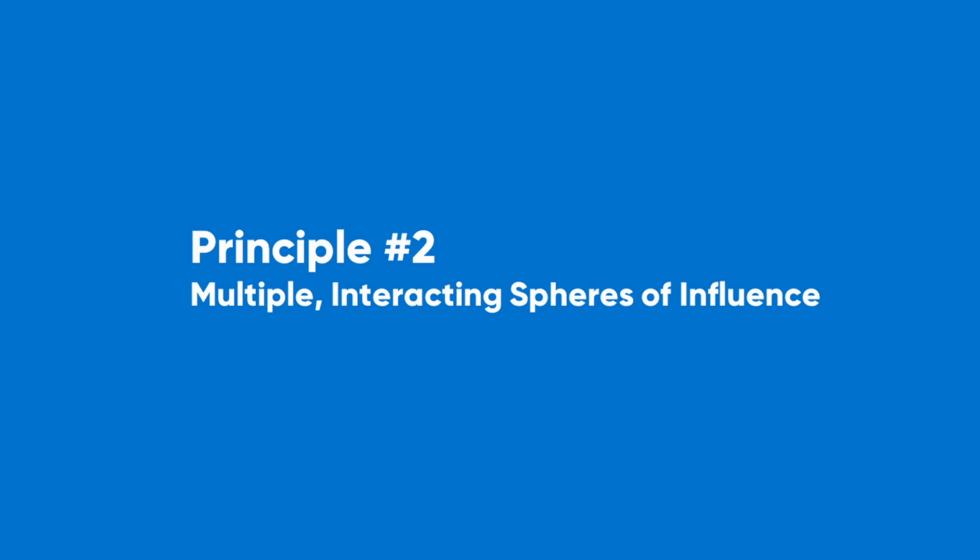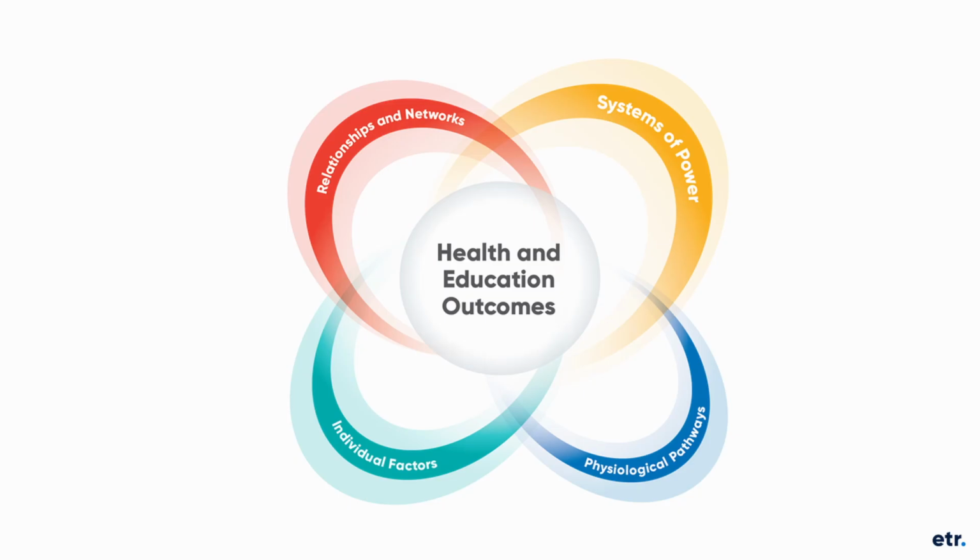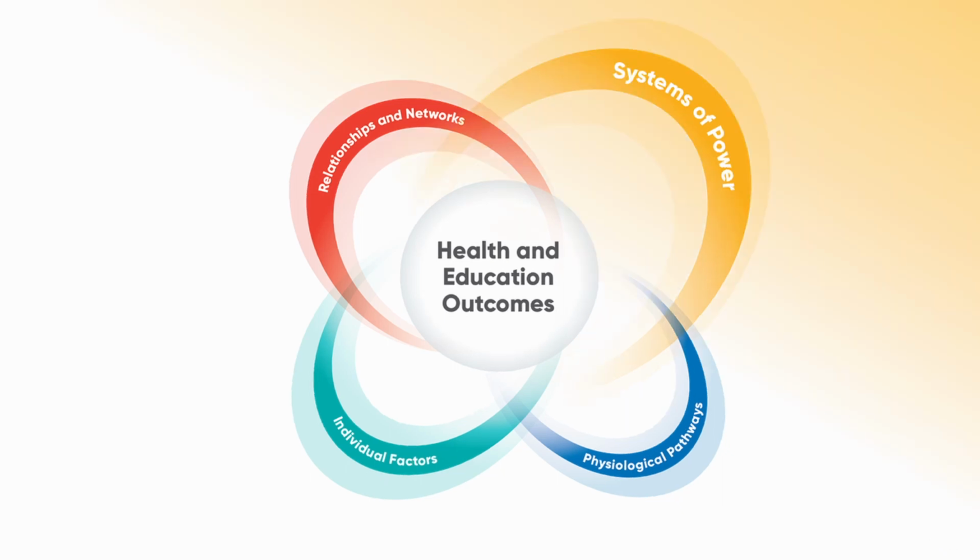Principle 2 is multiple interacting spheres of influence. Health equity is driven by many factors with different levels of influence, sometimes called social determinants of health. These spheres of influence don't function in isolation, but together create the conditions and contexts for health. Some spheres of influence shape environments and systems that affect many people. We call these systems of power because they help determine distribution and access to the resources and opportunities needed to be healthy.